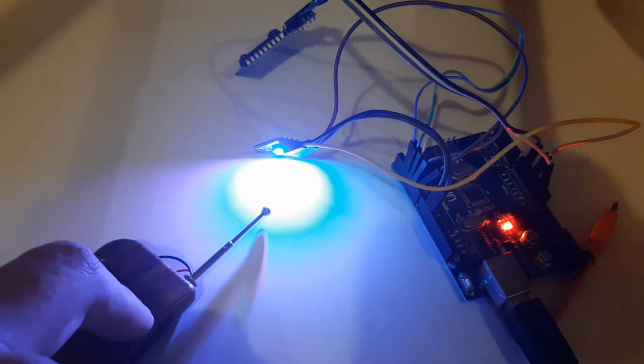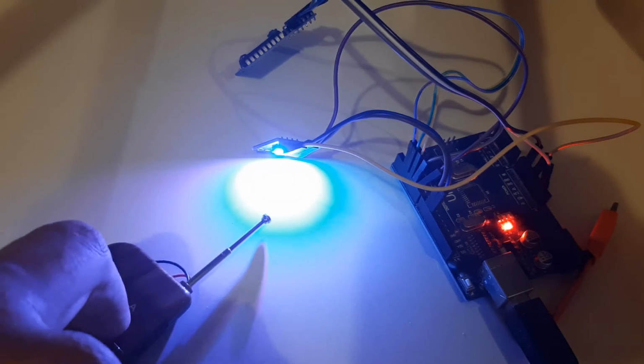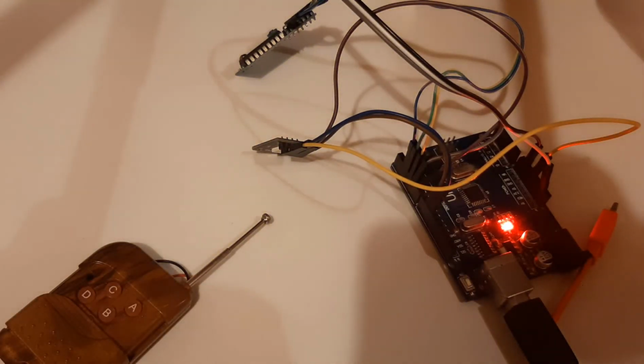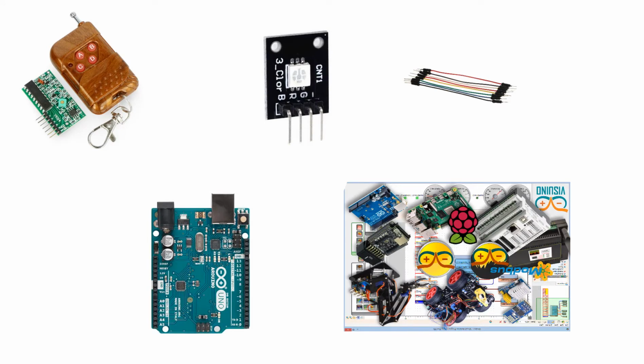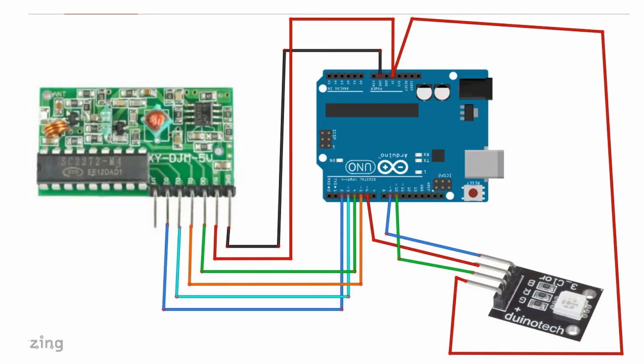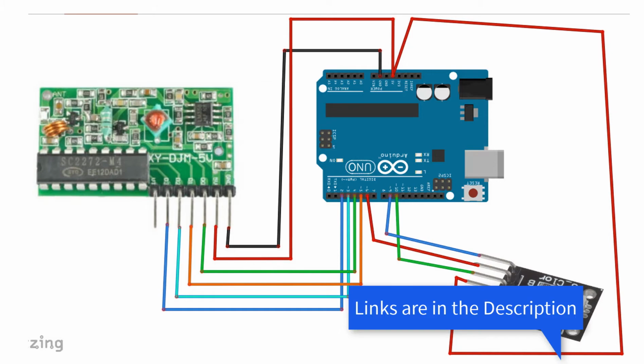For this project you will need a 433 MHz RF module, RGB LED module, jumper wires, Arduino and Arduino program. Wire everything according to this schematic.